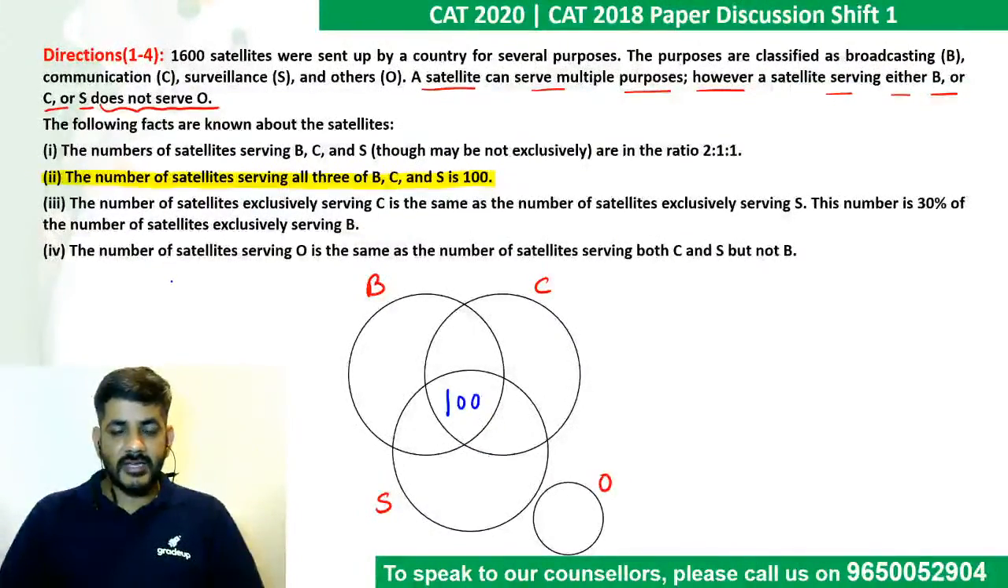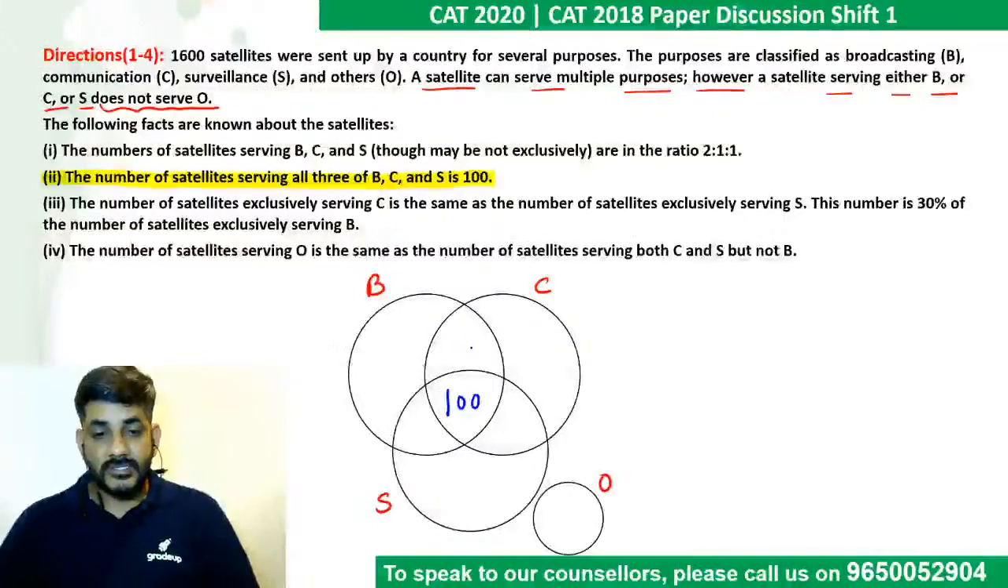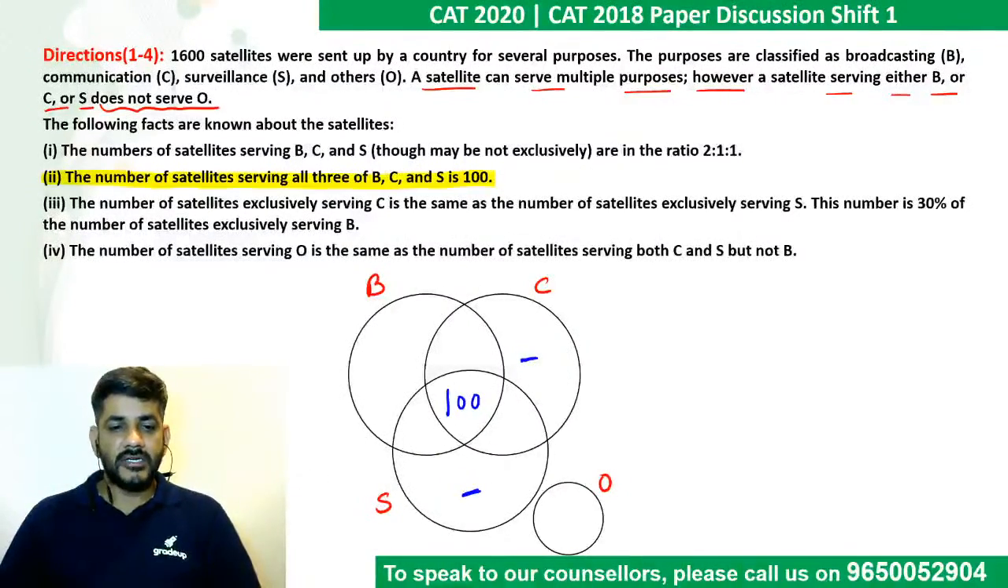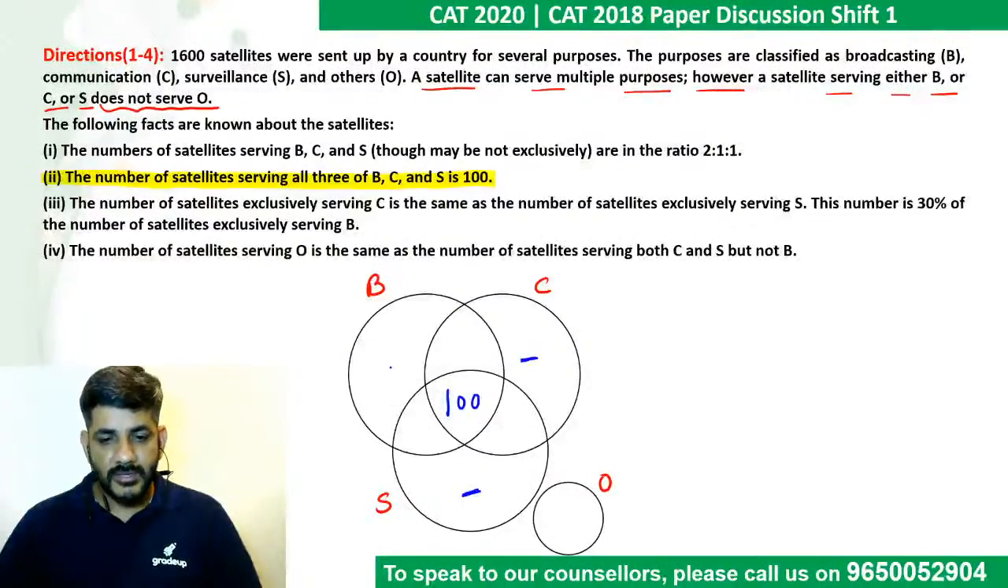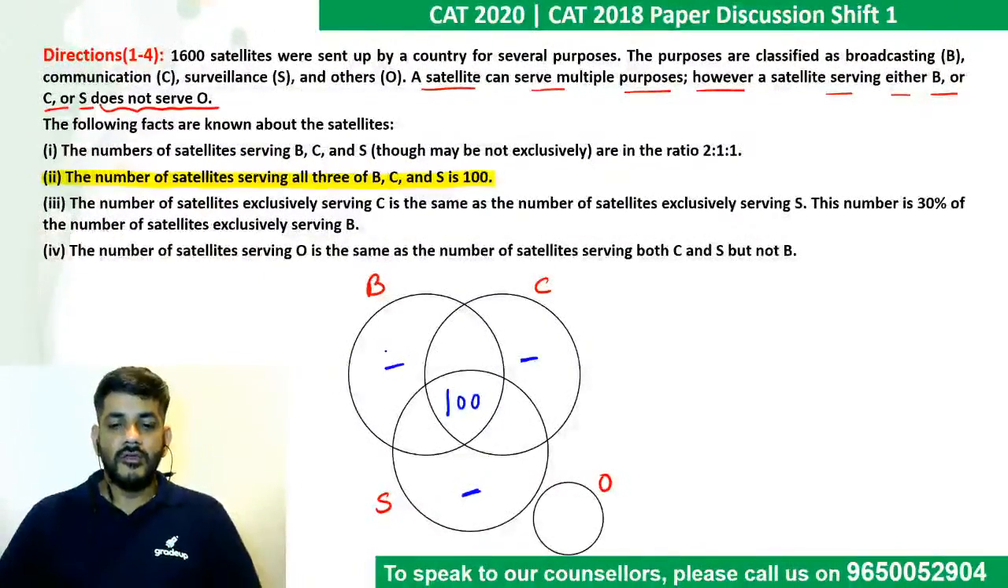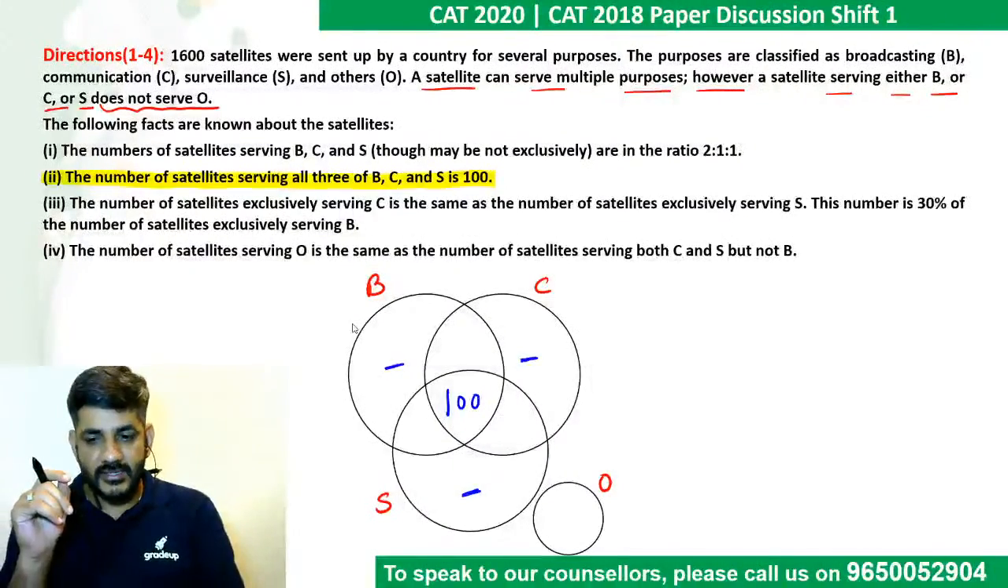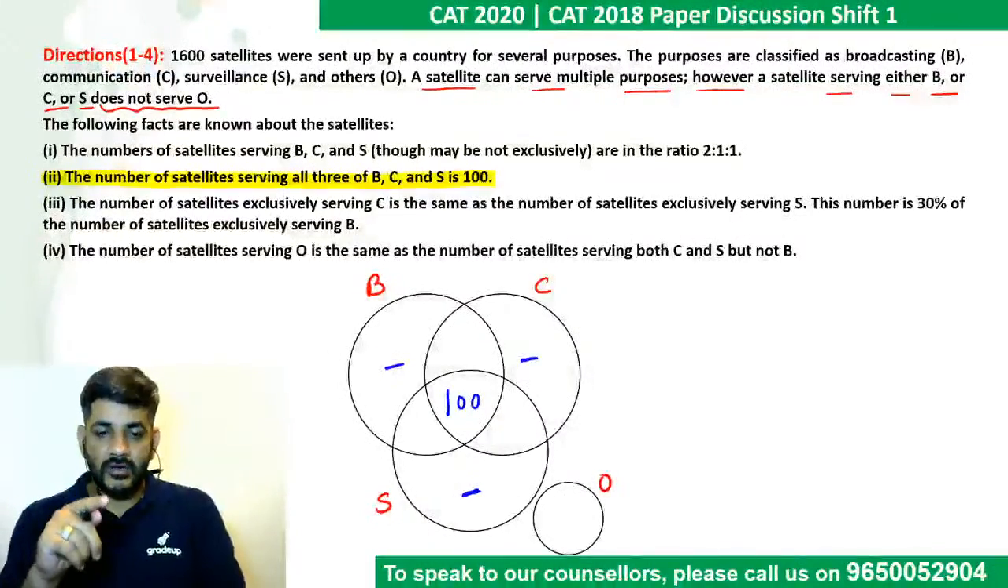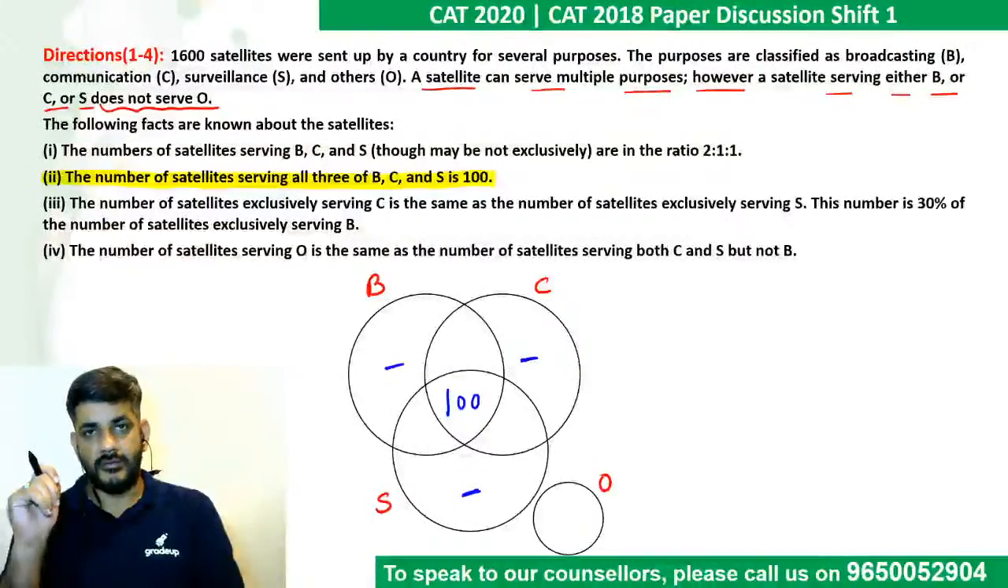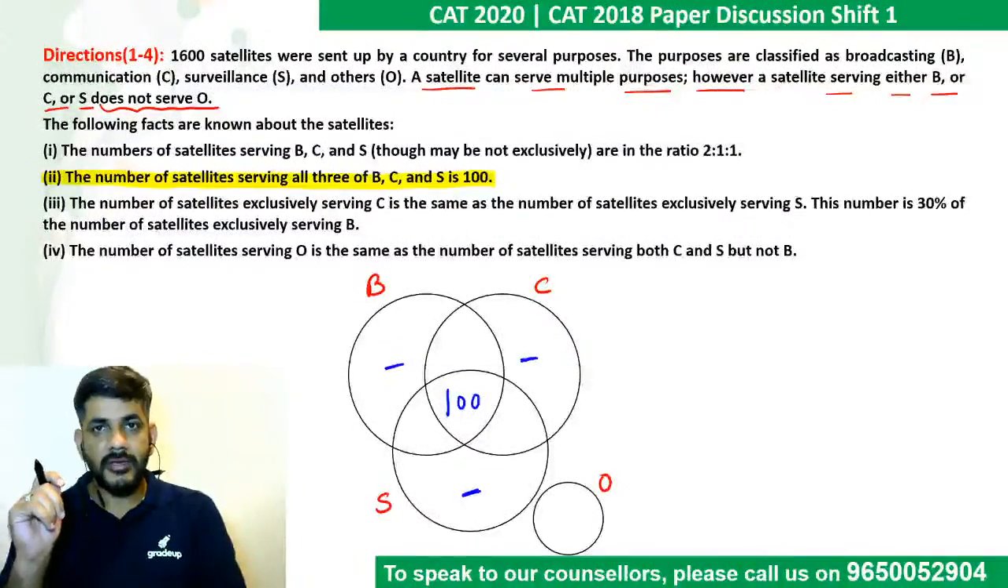Third pair. The number of satellites serving exclusively C is same as the number of satellites serving exclusively S. This number is 30% of the number of satellites serving exclusively B, right? So the number serving exclusively C, that means this area, is same as exclusively S, that is this area, and this number is 30% of serving exclusively B, that is this area. So two areas which are in C and S, the question says they are equal, and they are 30% of the area which I have marked in B.